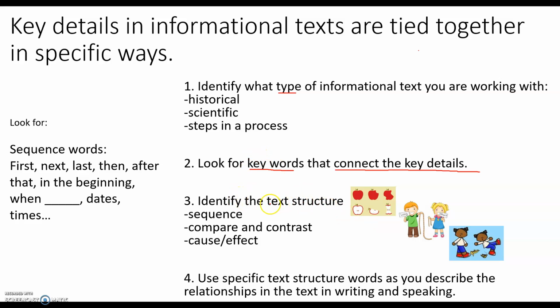Then we'll be able to identify the text structure. So we'll be looking for words that are sequence words, compare and contrast words, or cause and effect words. Sequence words tell when something happened. Compare and contrast words tell us how things are alike and different. And cause and effect words tell us what happened because of other events. So once we've identified everything, we're going to use those specific text structure words as we describe the relationships in the text in our writing and in our speaking.